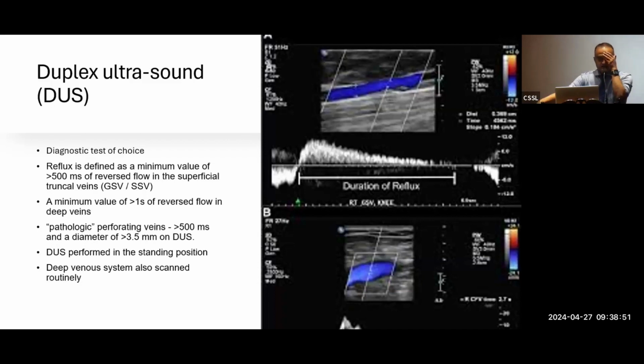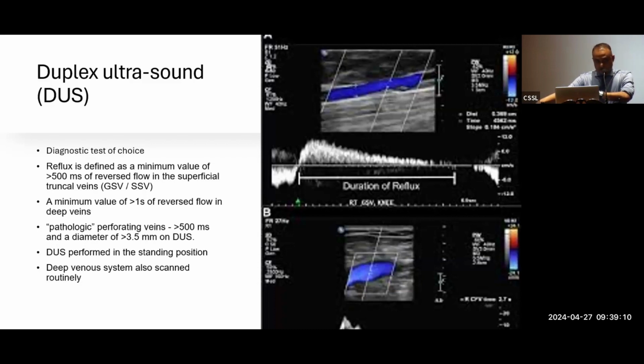It's a little different to deep veins. If you are considering diagnosing deep vein reflux, especially in a patient who's had previous DVT and so on, then you need to demonstrate more than 1 second. So anyway, we won't go into deep vein reflux here because the topics today are just simple varicose veins.